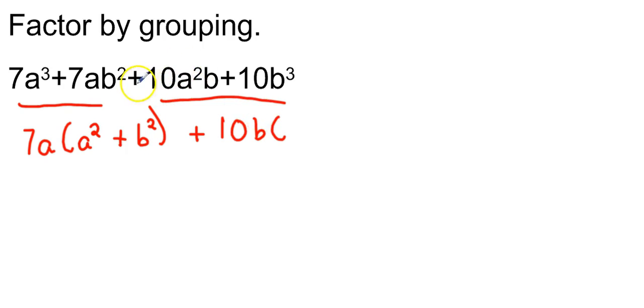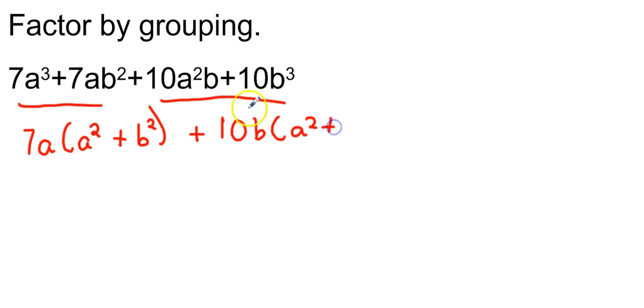Well, if I pull the 10 out, 10 divided by 10, I get 1. 10 times 1 is 10. Okay. A squared, I'm not touching the a squared. That comes out. And in fact, that's the only piece left from there. So 10b times a squared, I get 10a squared b.